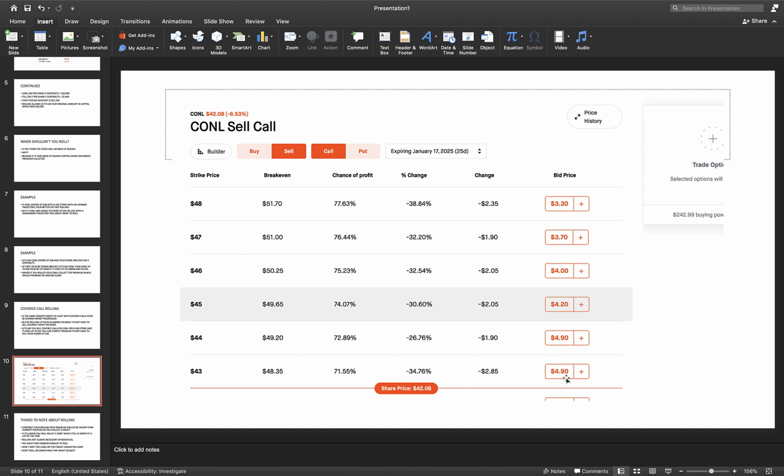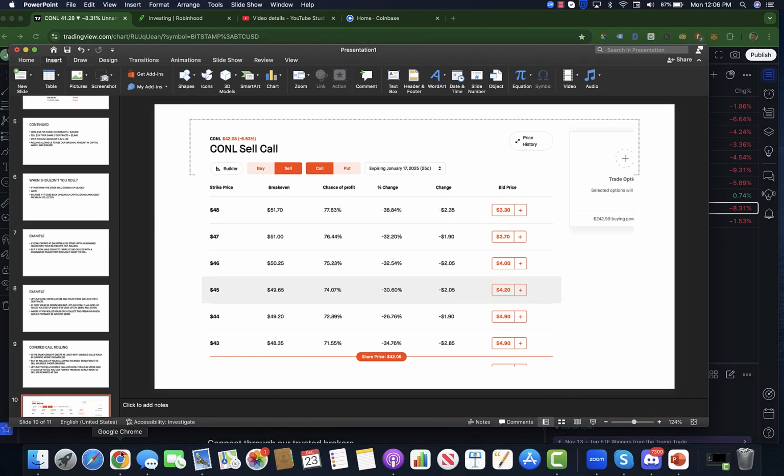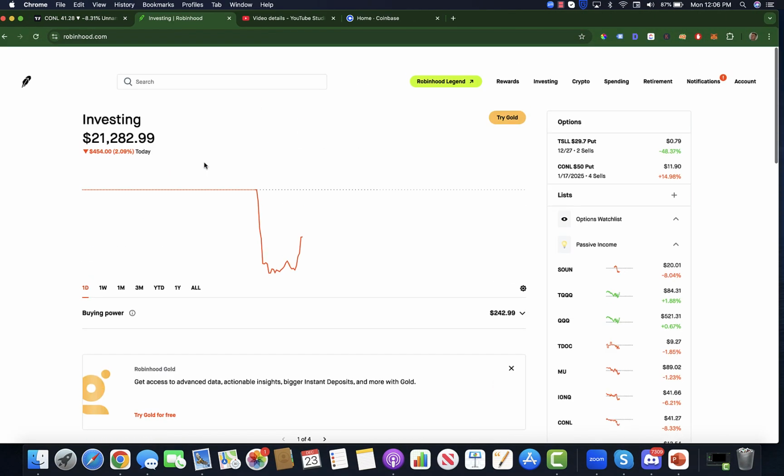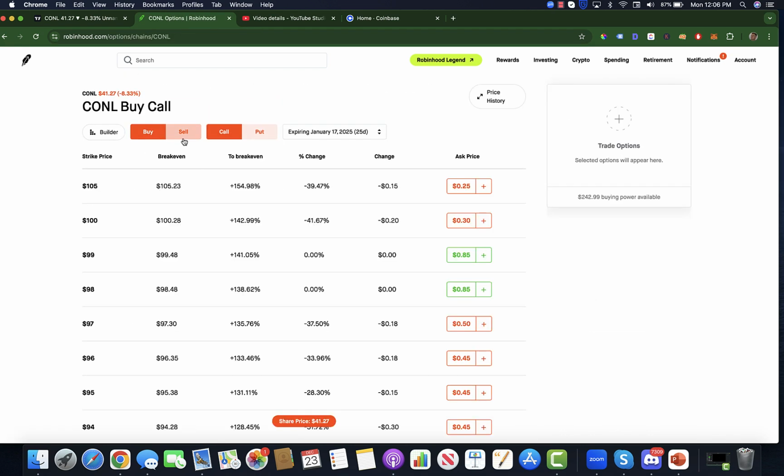So at 42.08, this one's 490, but as you go further from current price, it gets cheaper, right? Obviously, if you go down this way, it'll get more expensive. I'll leave the PowerPoint for a second and go into the option chain just so you guys can see it. So let's just view all options.